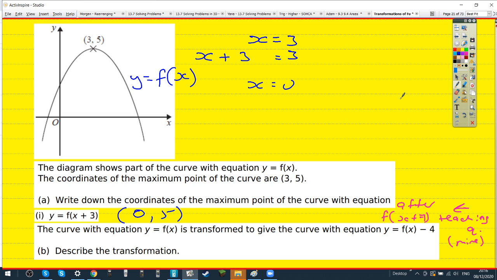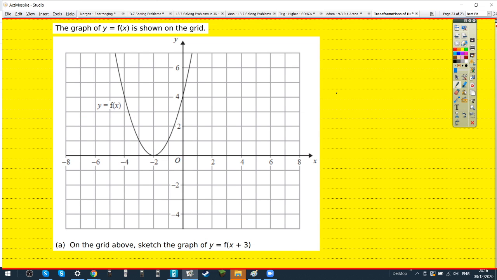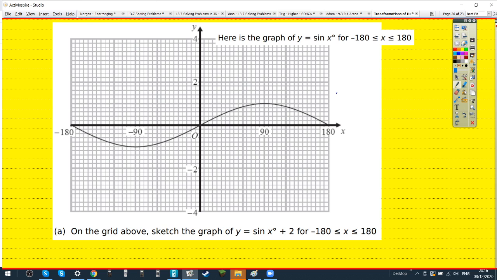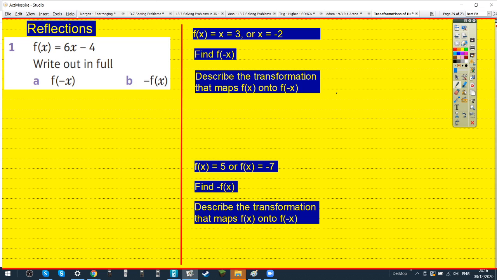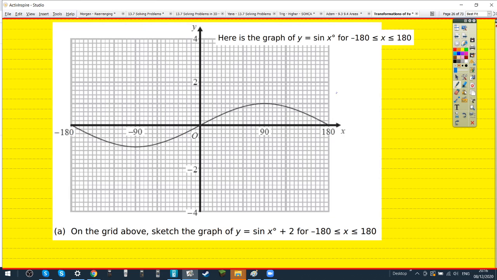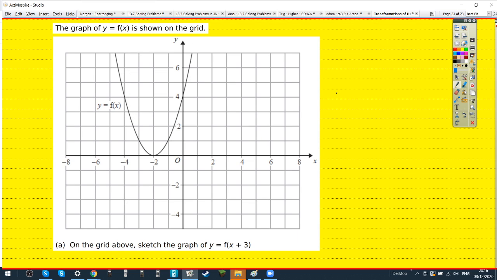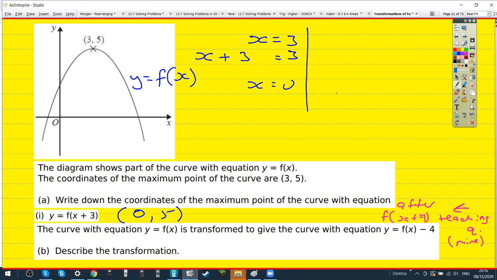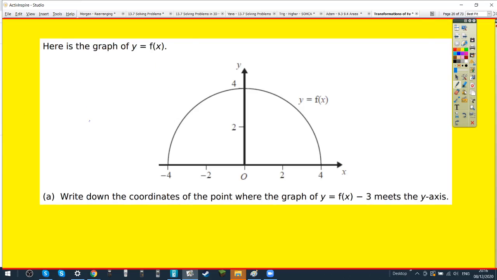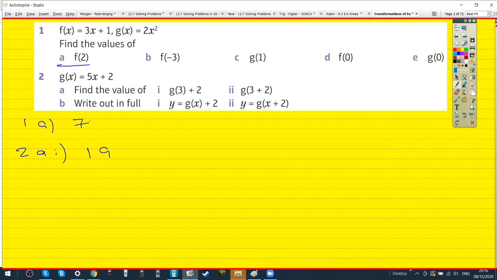Okay. I tell you what, let me come back to that for a second. No, yeah, I have to do it. Okay, so f of x plus 3 moved it 3 to the left. So (0, 5) is here, and so it'd look like that. So now let me go back.